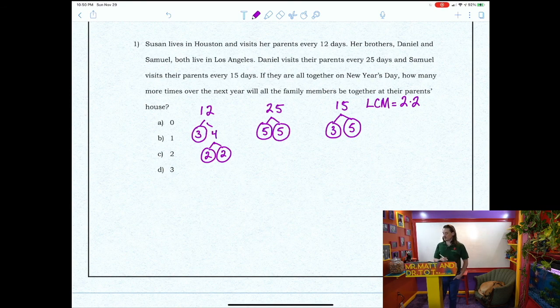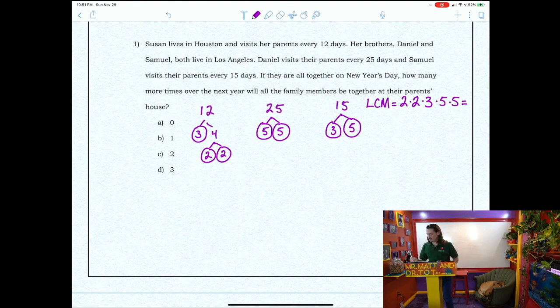Then moving on to 5. 5 occurs 0 times in 12, 2 times in 25, and 1 time in 15. So 2 is the most number of times 5 occurs in any one factorization. So I'm going to take 2 5's. If I take the product of all of these values, 2 times 2 times 3 times 5 times 5, that's going to give me 300.